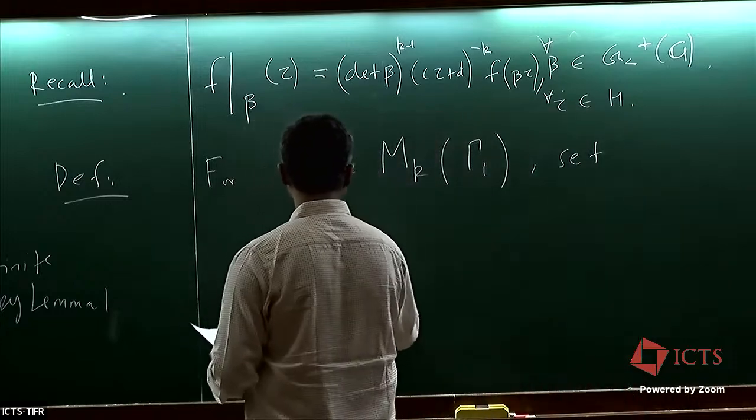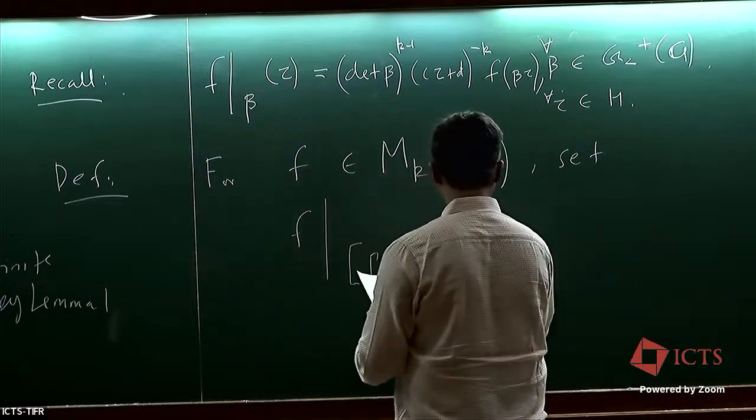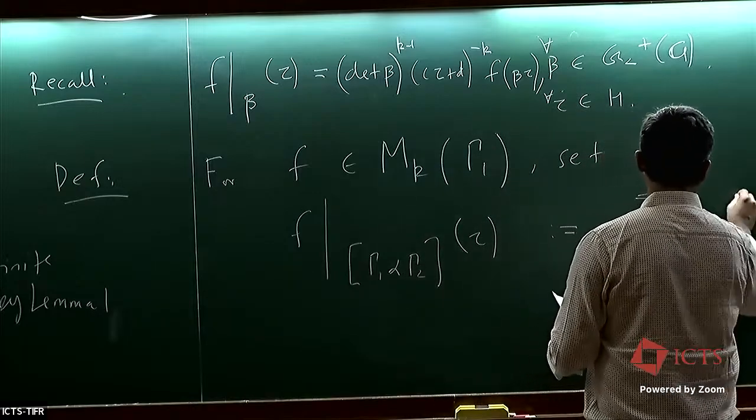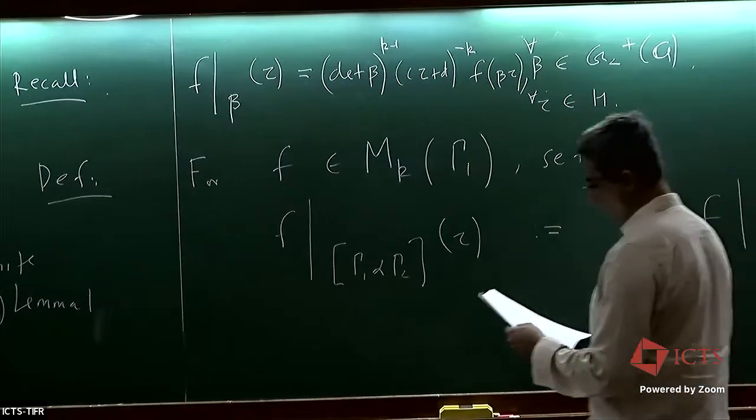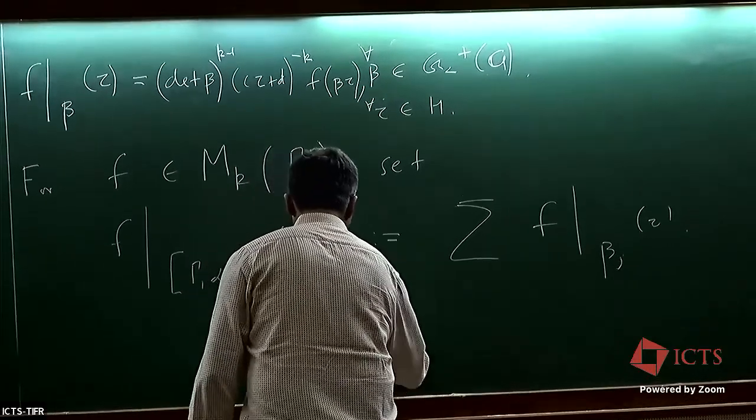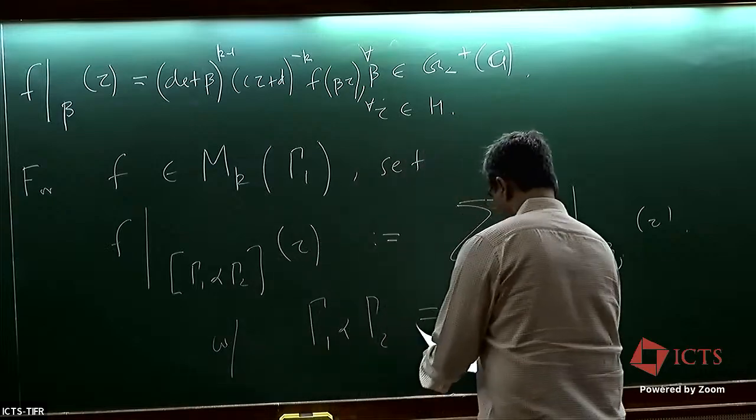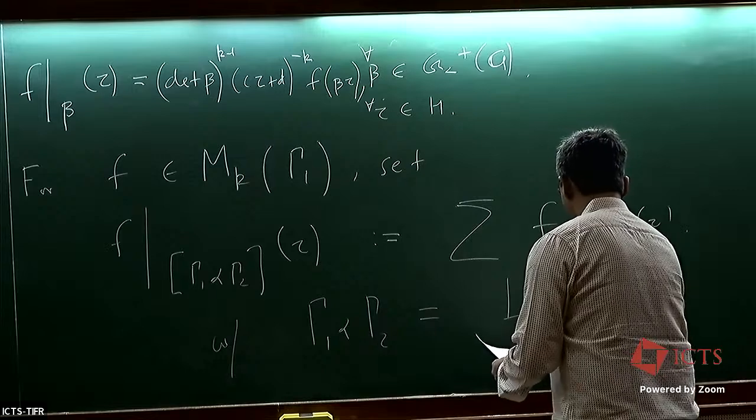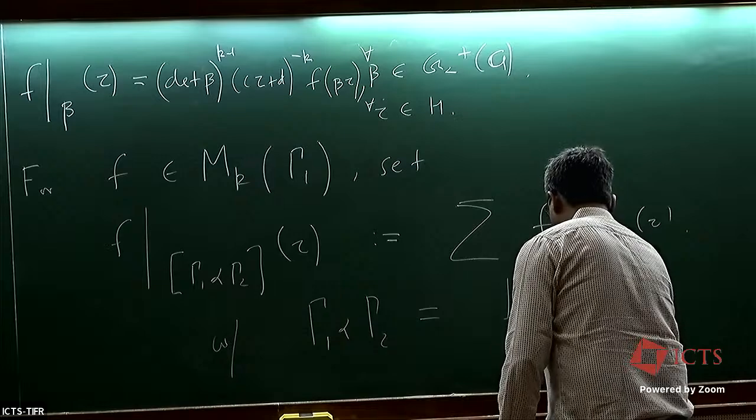f slash Gamma 1 alpha Gamma 2 of tau is defined to be equal to the sum of f slash beta j of tau, where Gamma 1 alpha Gamma 2 is equal to a finite union, you just pick some representatives, Gamma 1 beta j. It's a finite disjoint union.